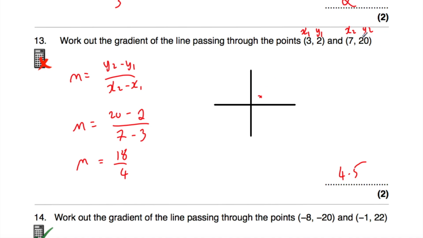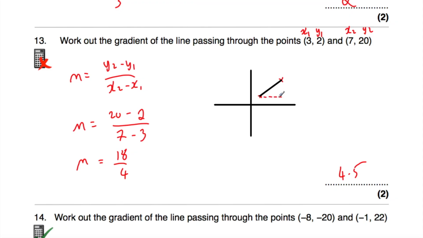But now in terms of our next point, 7, 20, it's going to be further along and further up. So it's going to be up there somewhere. So I'm just doing a sketch and making sure I'm putting this point up above this one and to the right. So in relation to this one, it's a bit further to the right and a bit further up. And now if we join them up, we can then make our little right angle triangle and work out the gradient of the line that passes through those points.